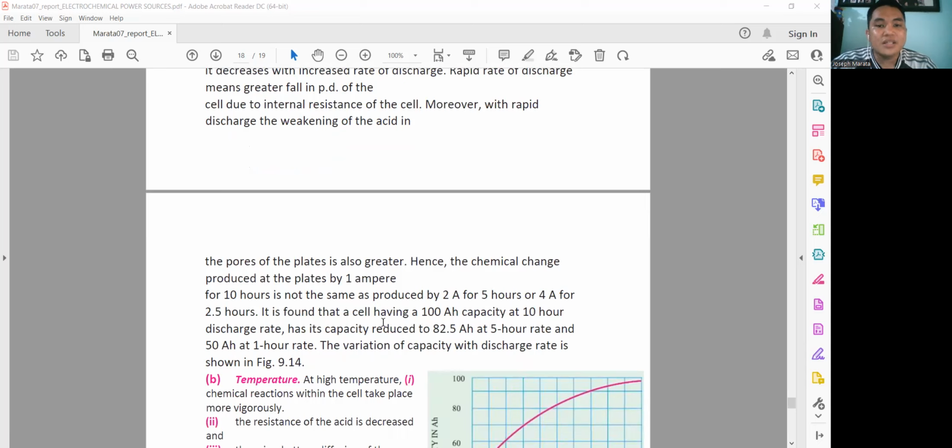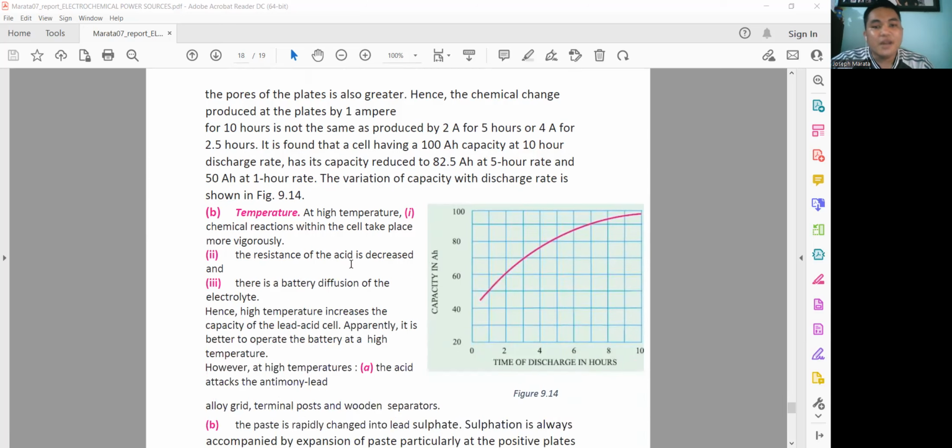It is found that a cell having a 100 amp hour capacity at the 10-hour discharge rate has its capacity reduced to 82 amp hour at the 5-hour rate and 50 amp hour at the 1-hour rate. The variation of capacity with discharge rate is shown in figure 9.14, which is this one.